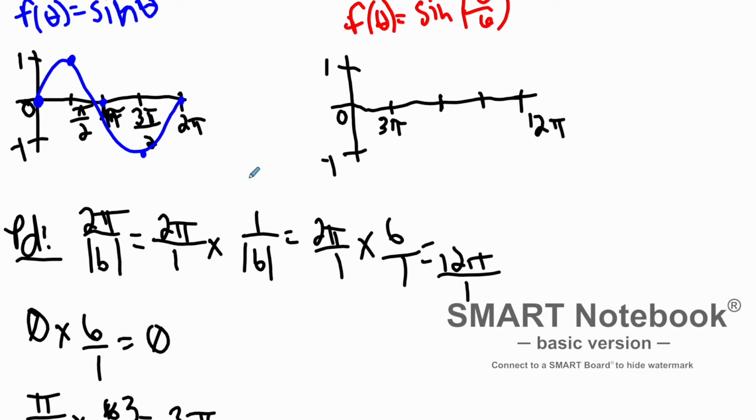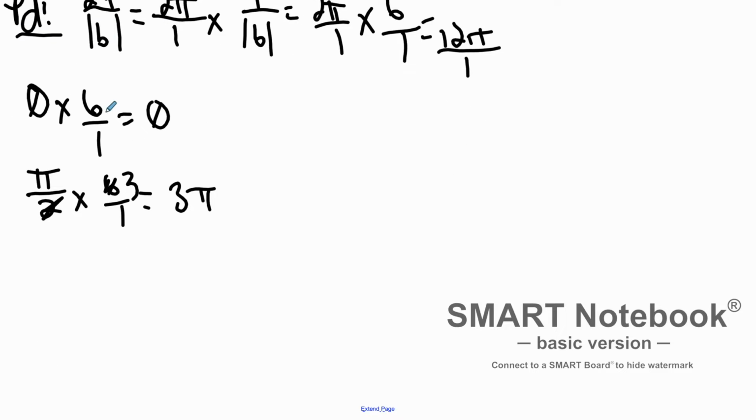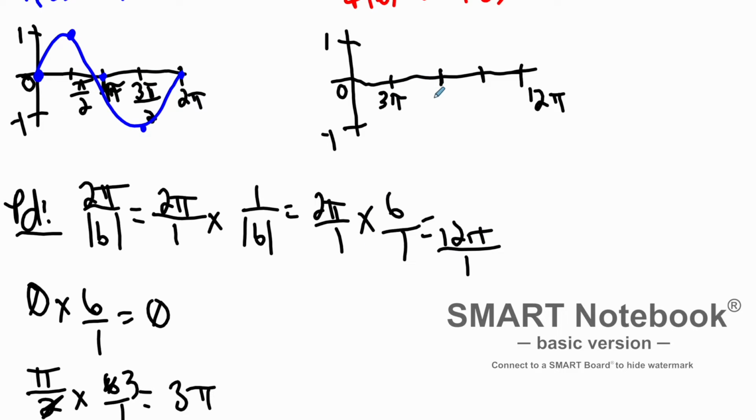So take our next point, which is at pi. I'm going to take pi and multiply that by 6 over 1, which is 6 times pi, just 6 pi. So 6 pi is going to be my next point. And again, we're going 0 to 3, 3 to 6. So this should be 9 pi.